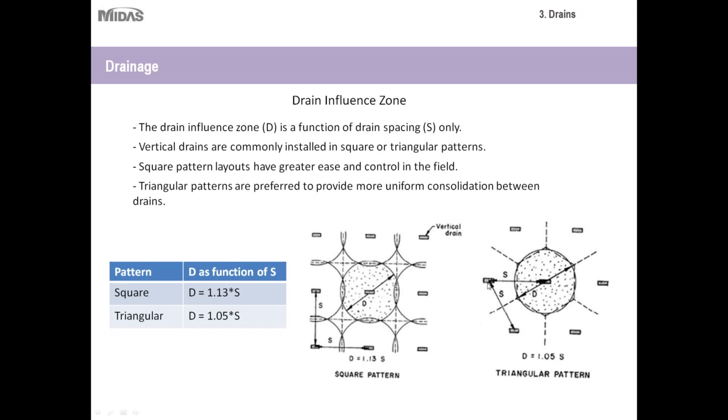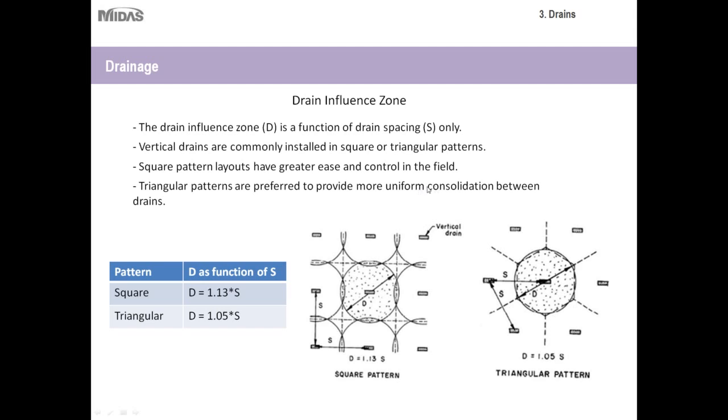So just because of the way that they're spaced out. As you can see, when you have your square pattern layouts, there's a certain amount of overlap that's done here, which is fine for projects in project category A, where you can get away with doing a square pattern and it won't really affect the consolidation between your drains. But if you go to the triangular pattern here, as you can see, there's less overlap, which accounts for more uniform consolidation between drains.